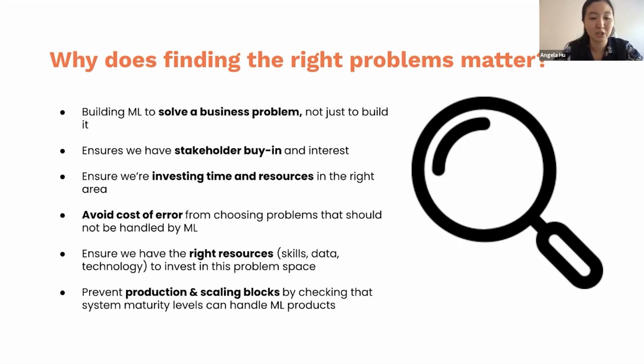The last two pieces are just making sure that we have the right technical landscape to be building ML products. So we want to make sure that we have the right resources when it comes to skills, data, and technology to actually invest in the problem space, and that we're at the maturity level that's needed. And we also want to have foresight and take a look at what types of production and scaling blocks may come into play.